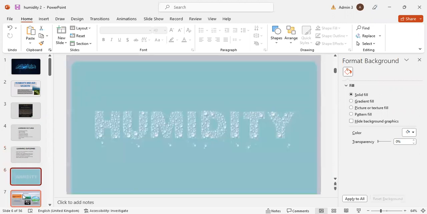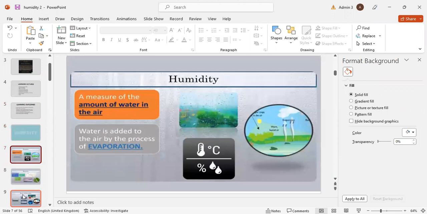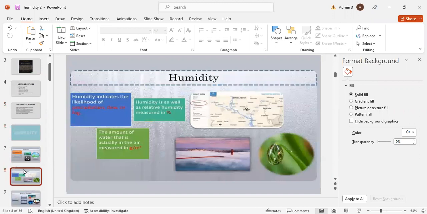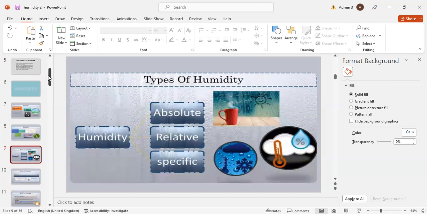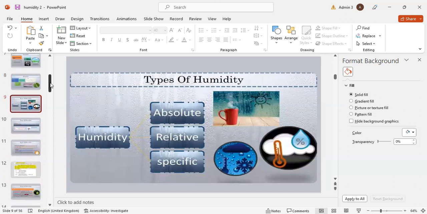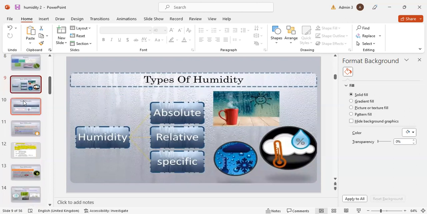Humidity. A measure of the amount of water in the air is called humidity. Water is added to the air by the process of evaporation. Humidity indicates the likelihood of precipitation, dew, or fog. Humidity is measured as relative humidity in percentage, as well as the amount of water that is actually in the air, measured in grams per cubic meter. Types of humidity: absolute humidity, relative humidity, and specific humidity.